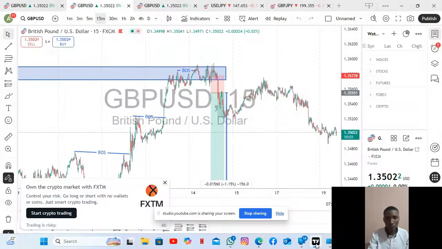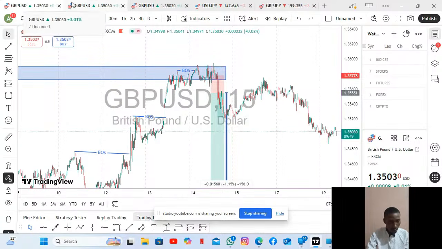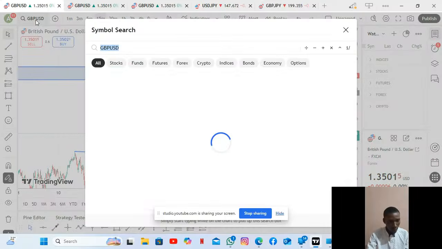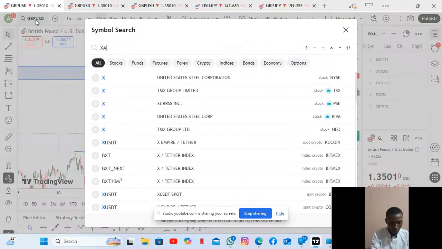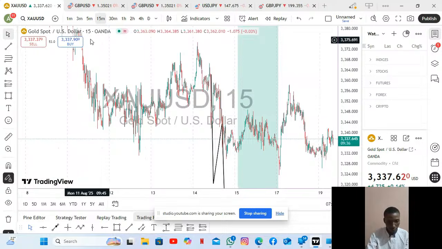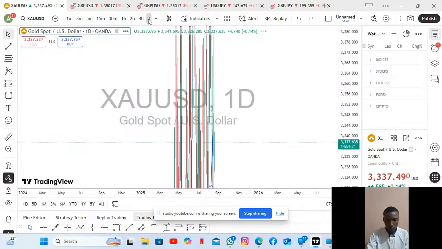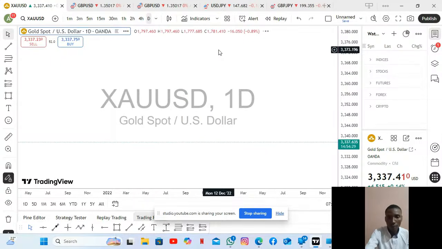First of all, we shall be looking at, as at last week, GBP USD. Let's look at GBP JPY. Then let's start with gold. Let's look at gold.